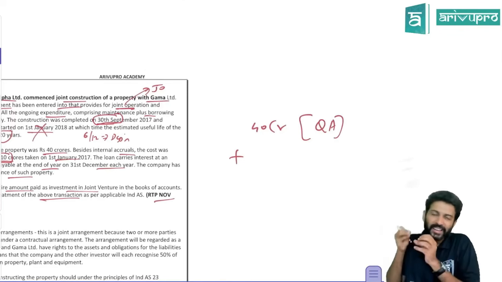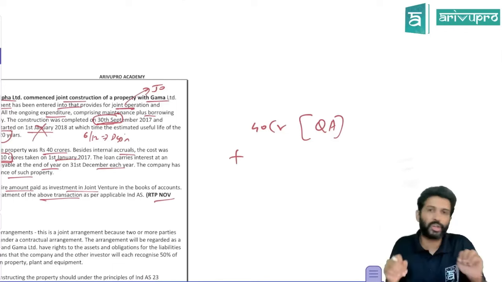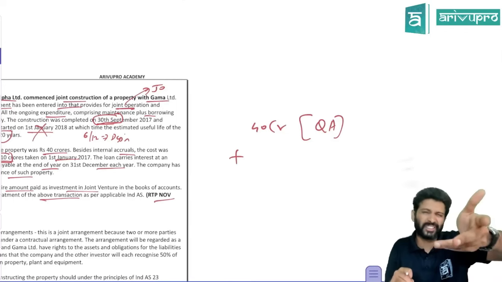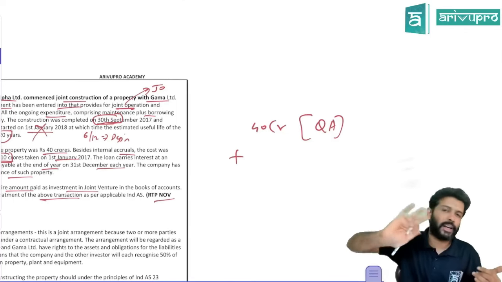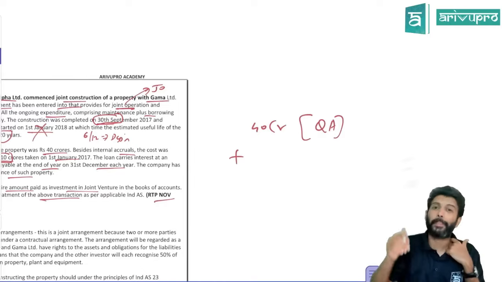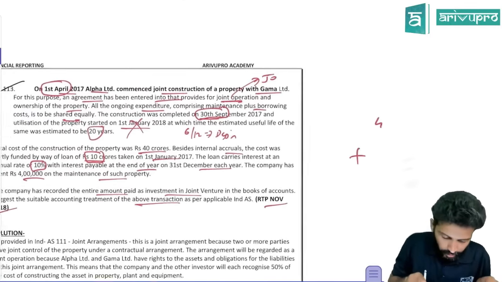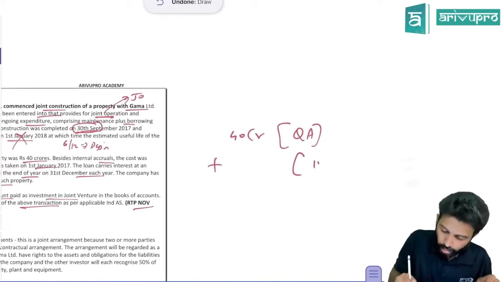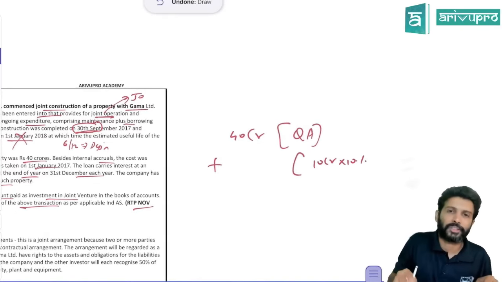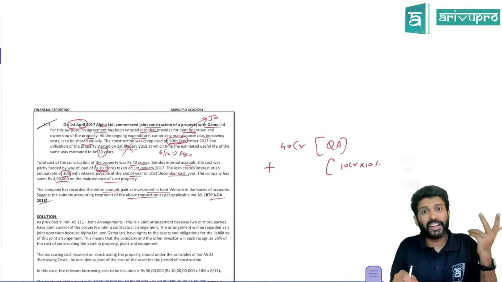If you have taken any borrowing towards acquisition, construction or production of a qualifying asset, then the borrowing cost, like interest, will not be transferred to P&L. Rather, it will be capitalized. So have you taken a loan to construct this factory? Yes. How much loan? 10 crore. And how much is the interest rate? 10%. Will you capitalize the entire 1 year's interest?